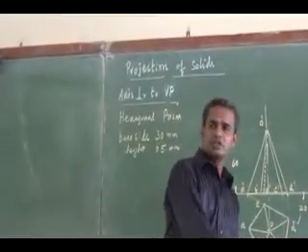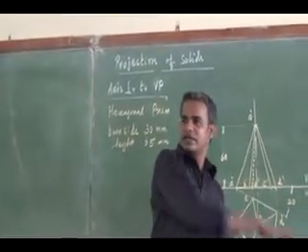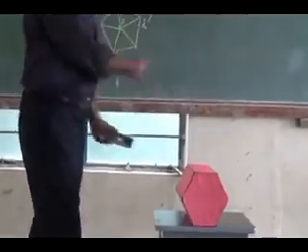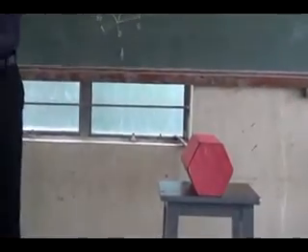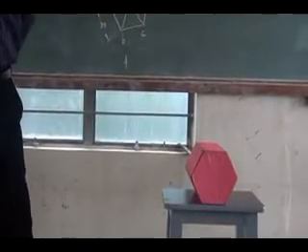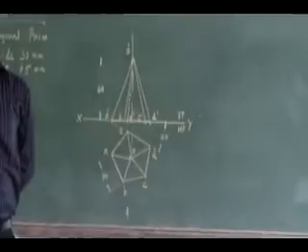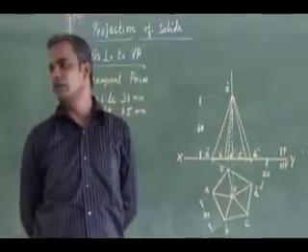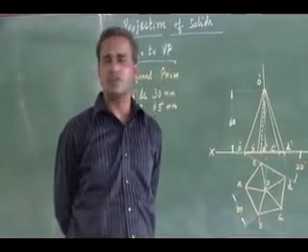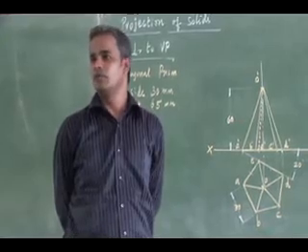now you see in this orientation what I have kept, it is inclined, such that the axis is perpendicular to VP. Right. Draw the elevation and plan of the prism. Elevation is the front view, plan is the top view.